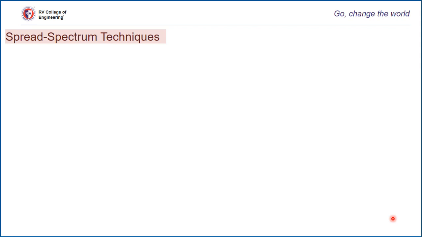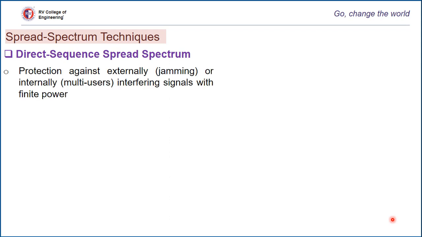We have understood that an important attribute of spread spectrum modulation is that it can provide protection against externally generated interfering signals or internally interfering signals. Internally interfering signals will occur in the case of multiple users accessing the same channel in wireless mobile communication. The jamming signal may consist of a fairly powerful broadband noise or multi-tone waveform that is directed at the receiver for the purpose of disrupting communications.